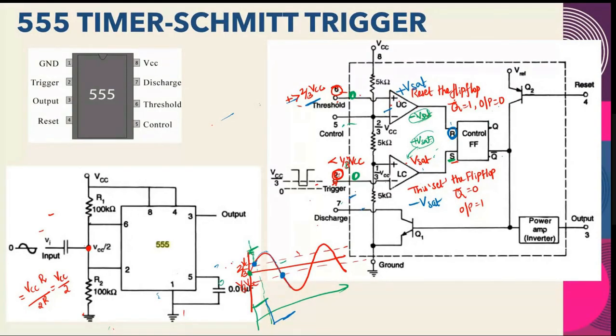When the input becomes less than 1 by 3 VCC, consider here it is 1 by 3 VCC. Then the upper comparator will become minus Vsat, and the lower comparator will become plus Vsat. So when the lower comparator becomes plus Vsat, the output will be at this point. When we draw it, it will come to positive. Then again the input voltage increases, and when it crosses 2 by 3 VCC, the output will decrease. Like this, a sinusoidal signal is converted into a square waveform.